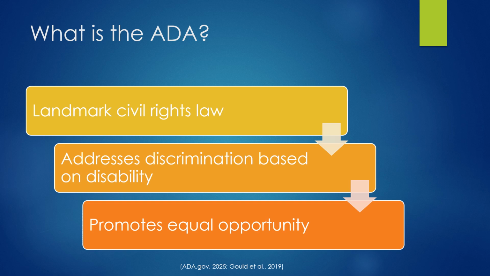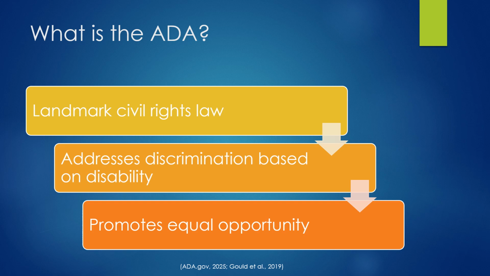Passed in 1990, the Americans with Disabilities Act is a landmark civil rights law that addresses discrimination based on disability. Through the ADA, disability is a recognized source of discrimination similar to race, color, religion, sex, or national origin within the Civil Rights Act of 1964.